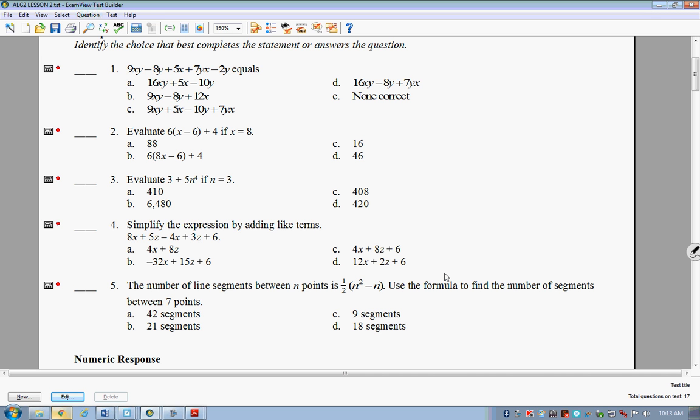All right, so we look at this first question. We've got 9xy minus 8y plus 5x plus 7yx minus 2y. The first thing that I'm going to do, if I'm going to find out what this equals, is I need to combine like terms. Can anybody tell me what terms are like? Let's see, Danielle. Negative 8y and negative 2y. Are there any other like terms? John, you had your hand. He says no.